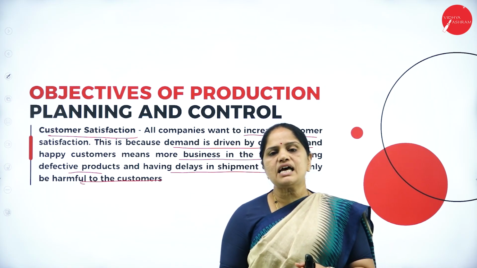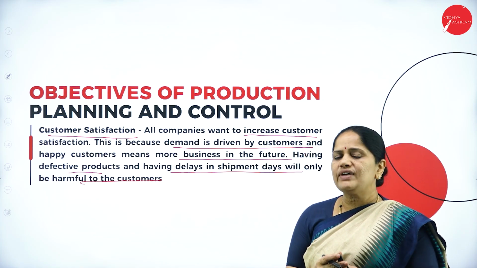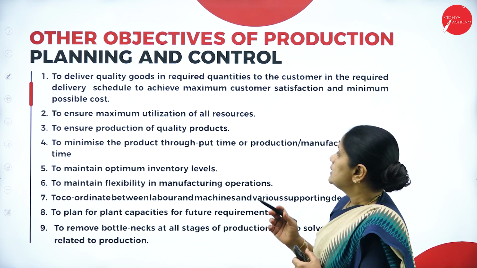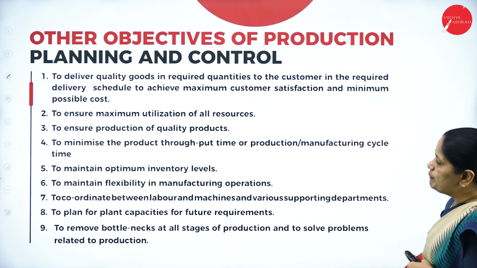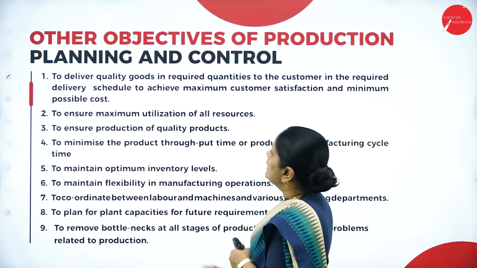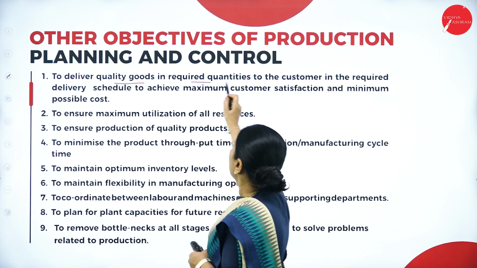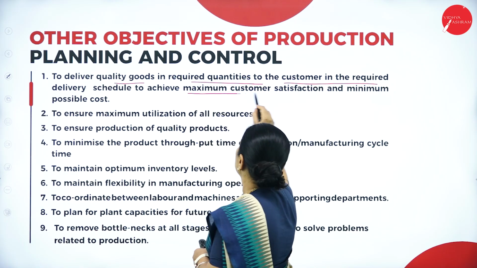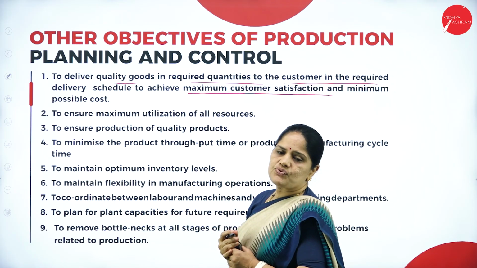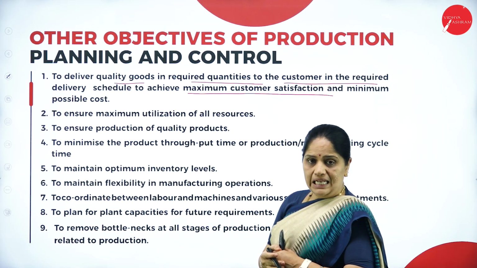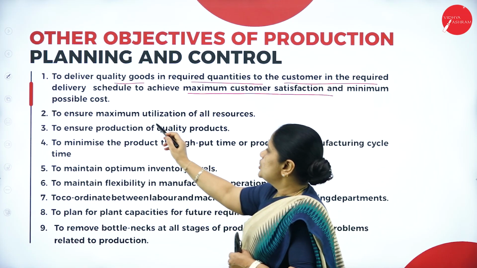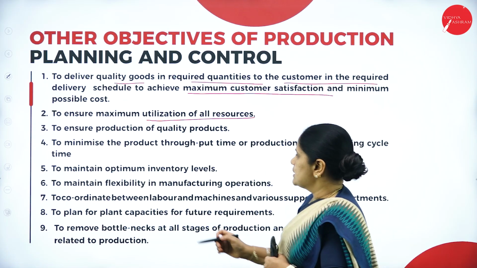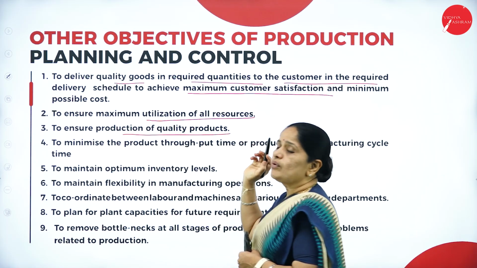So when the products are defective and if you are not delivering on time, then you may lose the customers. Then other objectives of production planning are to deliver quality goods in required quantities to the customer in the required delivery schedule to achieve maximum customer satisfaction and minimum possible cost. Then to ensure maximum utilization of all the resources which are necessary to ensure production of quality products.